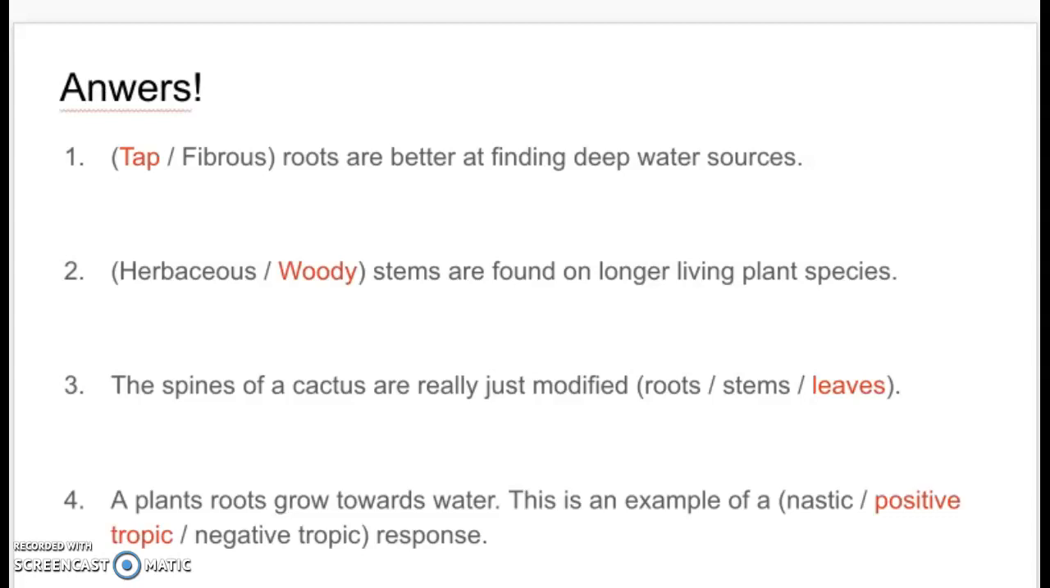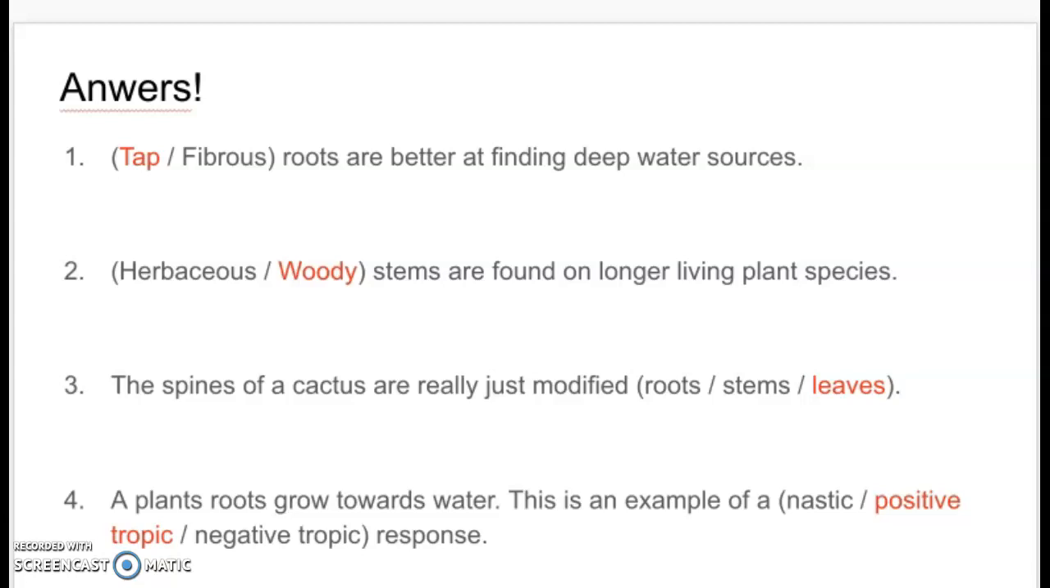Okay, so remember that tap roots are able to find deep water sources because they're one long root that goes all the way down. Woody stems, remember that herbaceous stems that are green, they're able to photosynthesize, but those are typically plants that only last one season. They're called annuals.